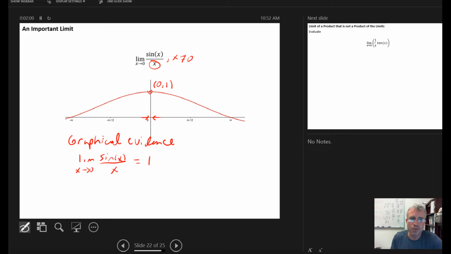And indeed, this is correct. The limit as x goes to 0 of sine x over x is equal to 1. And if you're in a position in homework, for example, where this limit shows up, you can feel free to replace it with a 1 if you see it. We'll need this limit as we develop derivative techniques moving forward.